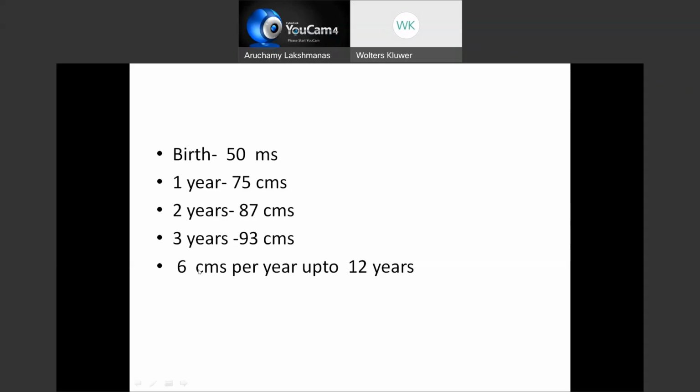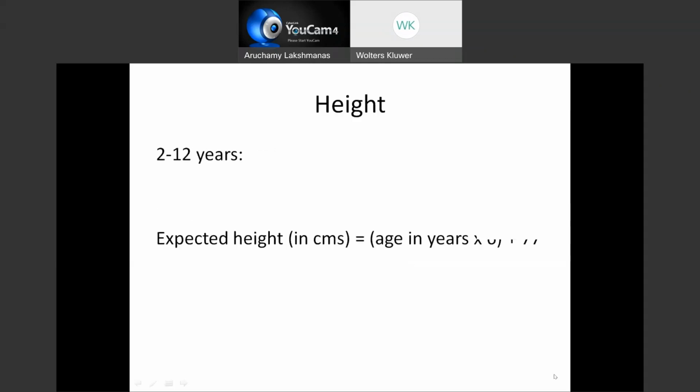If the growth is less than 4 centimeters per year, then you have to suspect growth hormone deficiency. The height formula from 2 to 12 years is age in years into 6 plus 77.